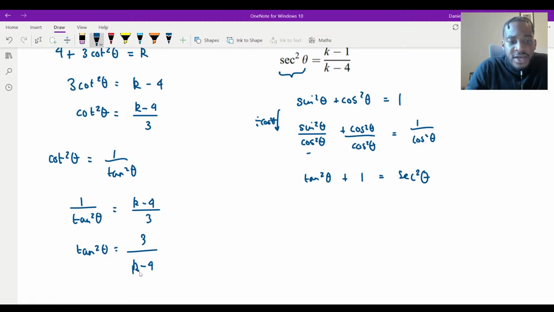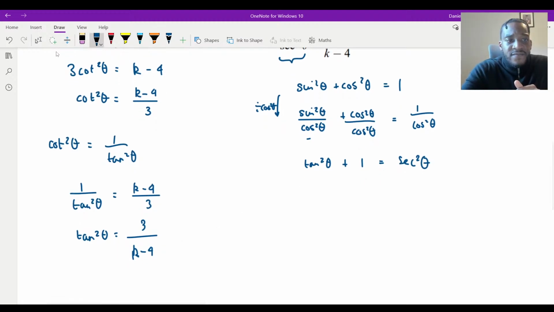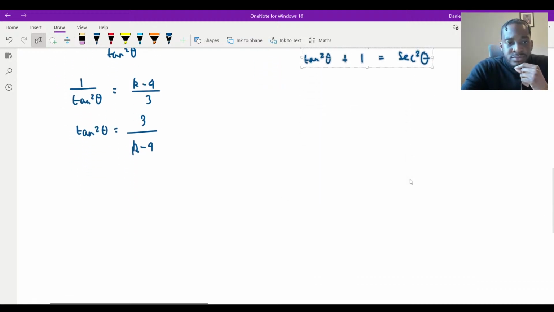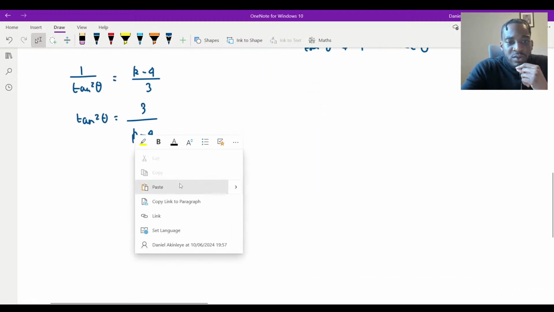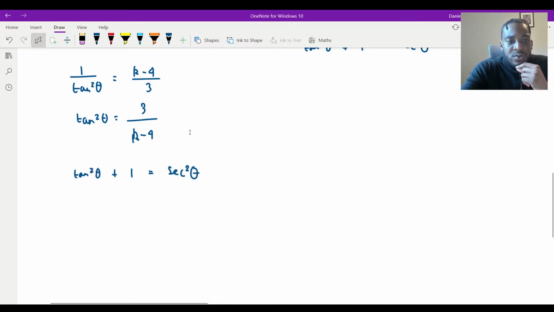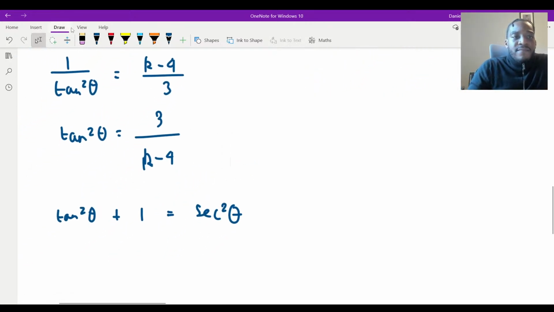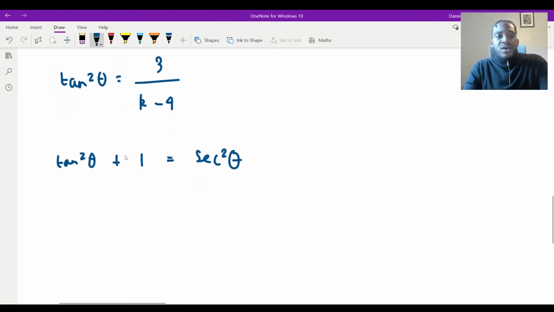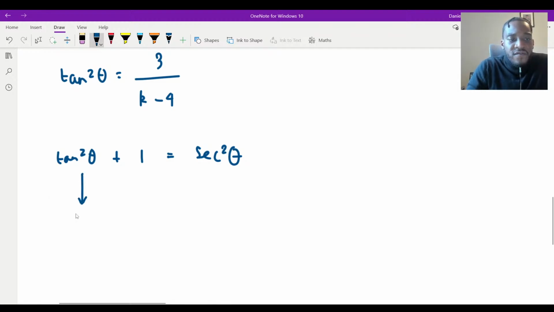And then if tan squared is 3 over k minus 4, and I need to get sec squared, well, I can just use this identity right here. Let me copy this and bring it here. So remember, this is the identity that we've derived: tan squared plus 1 is sec squared. So that means, for example, if I replace tan squared with 3 over k minus 4, which it is, I can do that. That's not a problem. 3 over k minus 4 plus 1 is equal to sec squared.